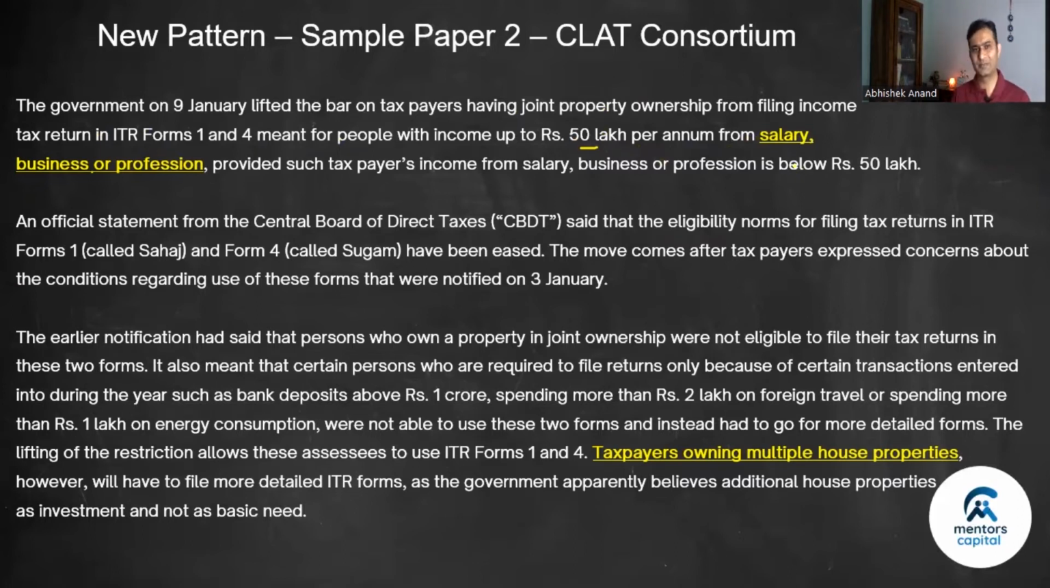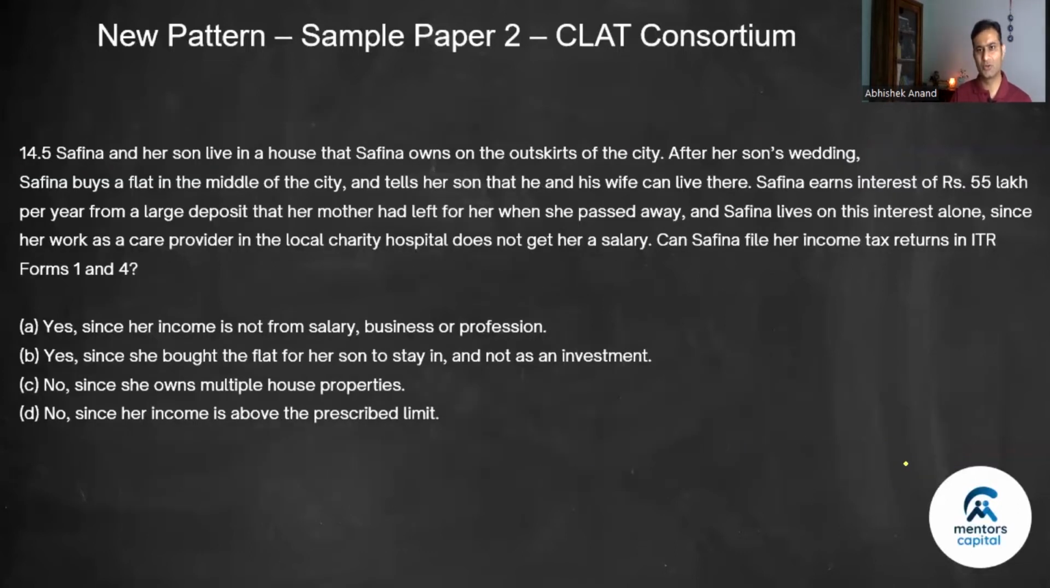But the other principle here is, taxpayers owning multiple house properties will have to file more detailed ITR forms. So it's owning, not what you're doing with the property. One of the properties she is staying in, one of the properties she has given to her son, but the criteria or the principle was taxpayers owning multiple house properties. In this case, does she own multiple house properties? Yes. So will she be allowed to file in ITR 1 and 4? No, she has to file more detailed forms. And the answer is this, right?